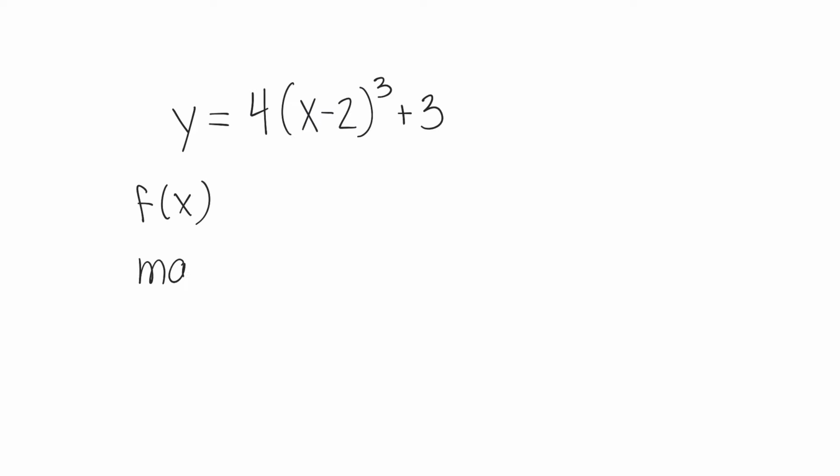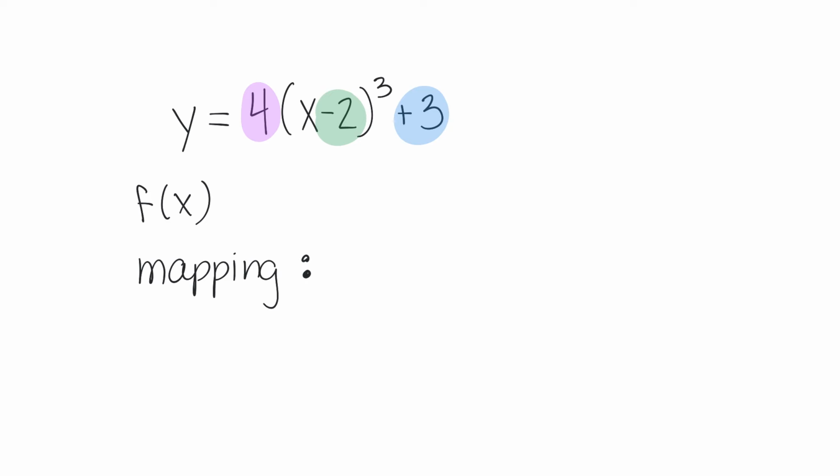Okay, let's say we have y equals 4 times x minus 2 cubed plus 3. So the first thing we want to find is our f of x notation, and then we want to find our mapping notation. All right, so let's try this. Let's make sure we know what's happening here first. We've got a 4. We have a negative 2, and we have a plus 3. I am ignoring this cubed because it's not a transformation. It's part of the function, which is not a transformation.